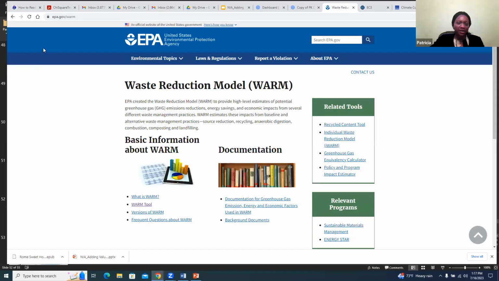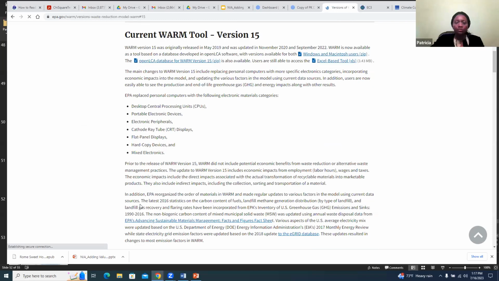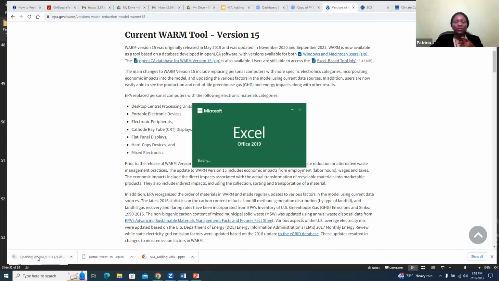So if you go to epa.gov/WORM, you can see here the WORM tool. If you click on this WORM tool, you can see they have it in a zip. They have it as an Excel sheet and another. So usually I take the Excel sheet. If you click on the Excel, it will download it for you immediately. If you click on that tool to open it, it will open as an Excel sheet.